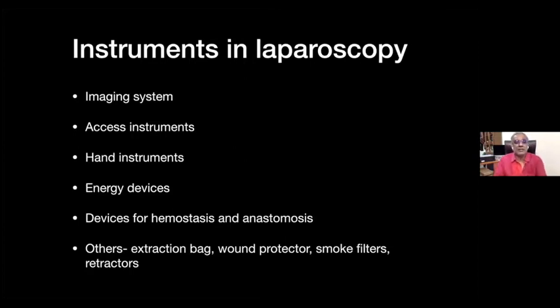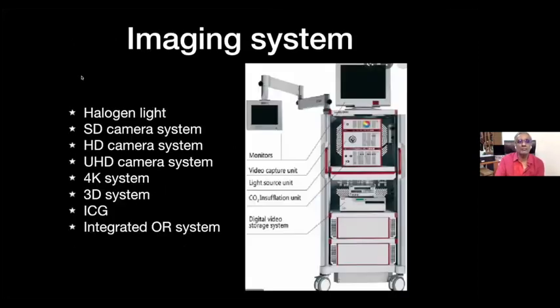So the most important is the imaging system. Okay, now when I first started in the year 2000, I was operating on laparoscopic gallbladders with the halogen light system. So everything was looking jaundiced, you know. So it was not so easy. You can probably only do just gallbladder, maybe some appendix, and some additional IC.